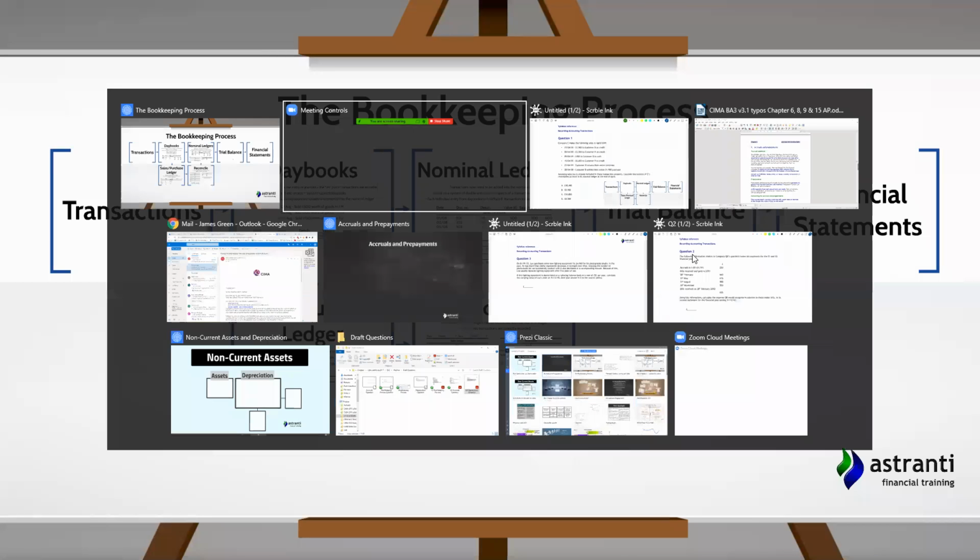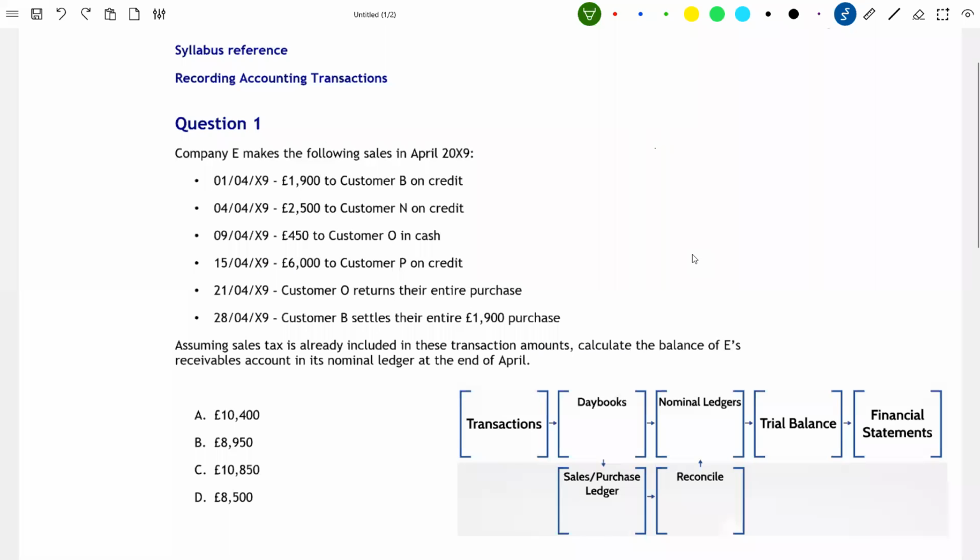So what we're going to do now is flick over to a question. I'm going to run through a sample exam question to show how we would deal with this in the actual exam, okay? So we can see in our question that we have a company E that makes a number of sales in the month of April 20x9. And then we are asked in this question, assuming sales tax is already included in these transaction amounts, so we don't have to account for sales tax here, calculate the balance of company E's receivable account in its nominal ledger at the end of April.